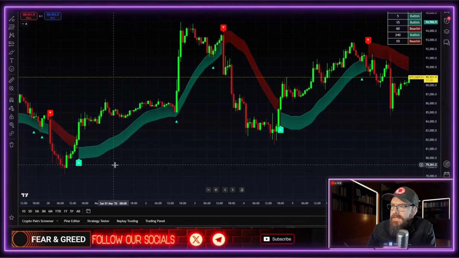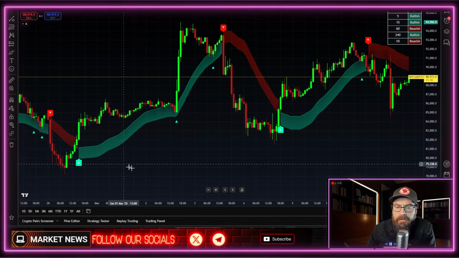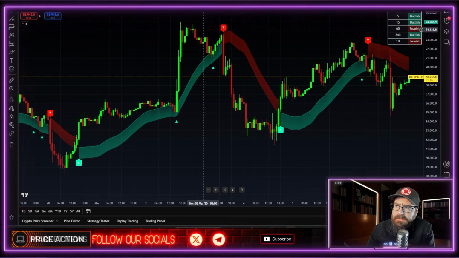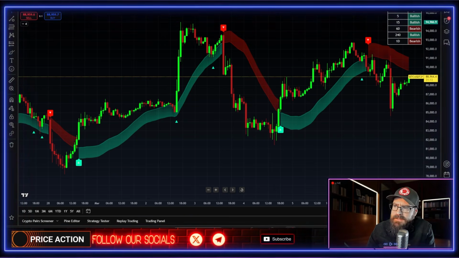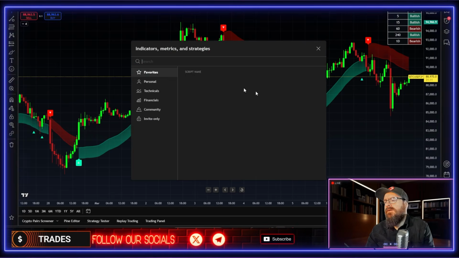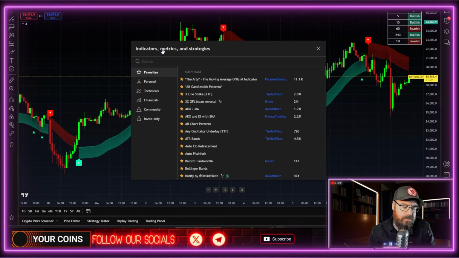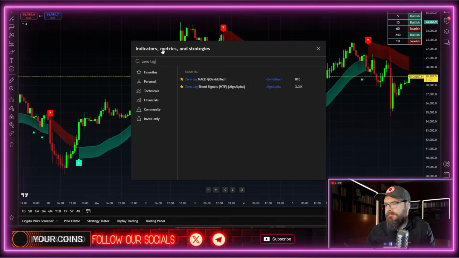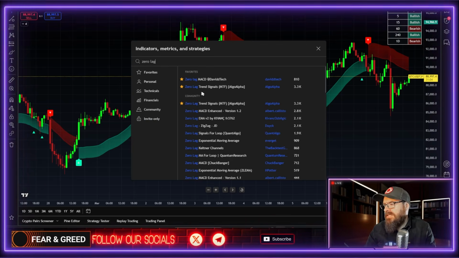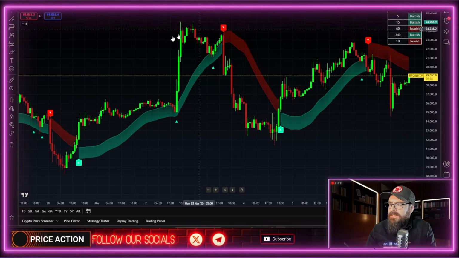So here we are, guys. As you can see, we have our TradingView open here, and I already have the indicator on, but I'm going to show you how to get it. It's super easy to get. You just go to indicators up here. You type in zero lag, and you're looking for this one, the Zero Lag Trend Signals multi-time frame by AlgoAlpha. Hit on that, and it brings up this.